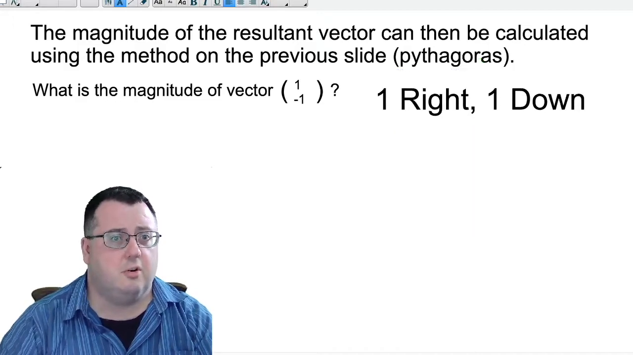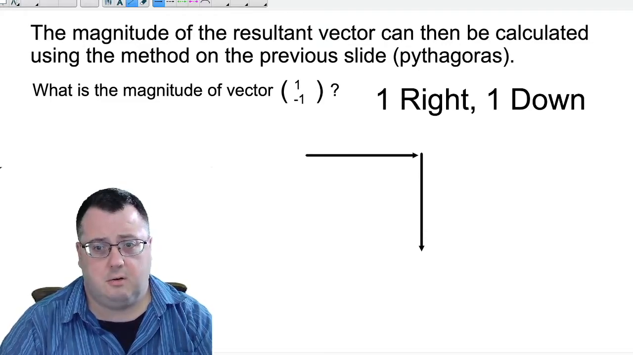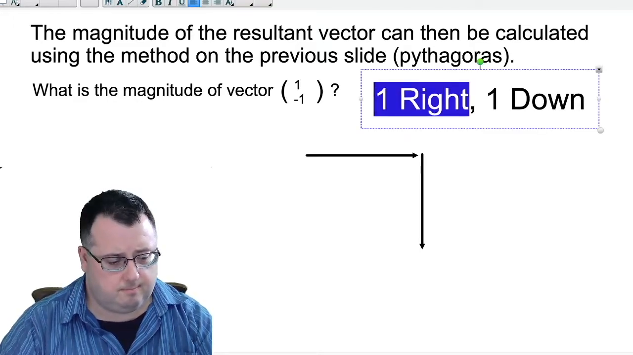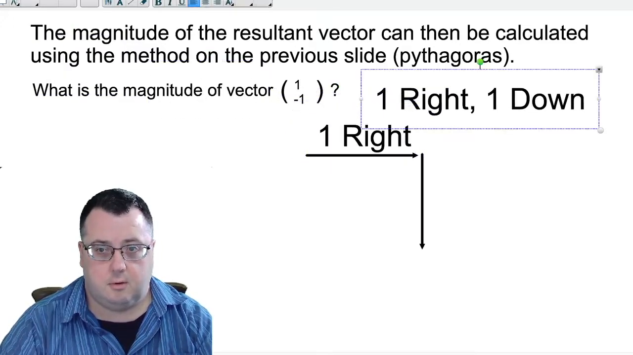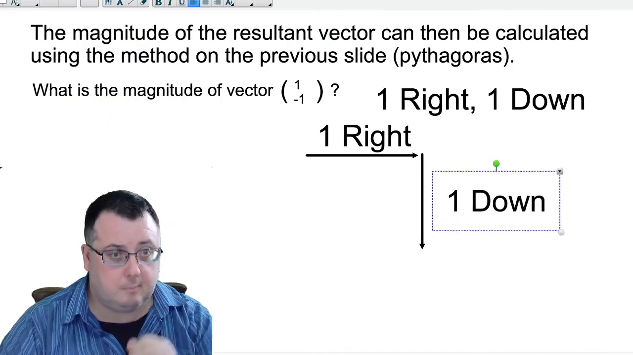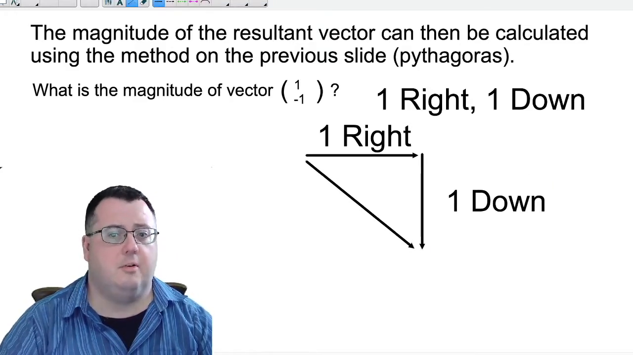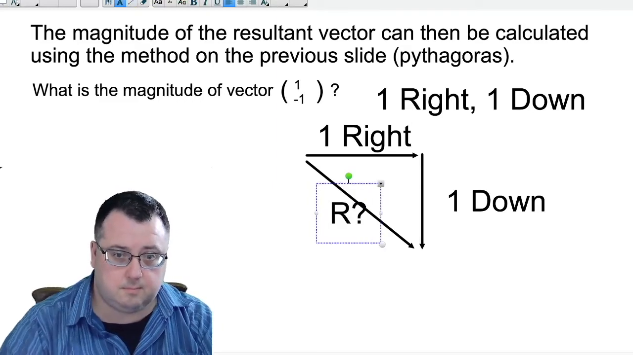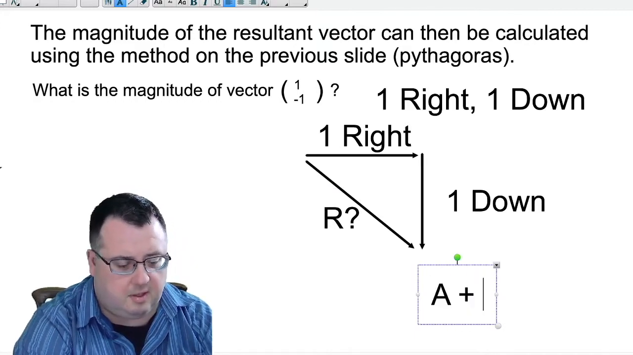Okay. So if I was to draw that out, here's my arrow. Here's another one. We're going 1 right and 1 down. How am I going to find out what my resultant is, which I'm going to call R? Well, we need our Pythagoras.